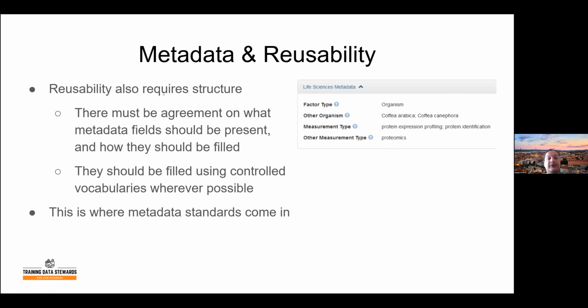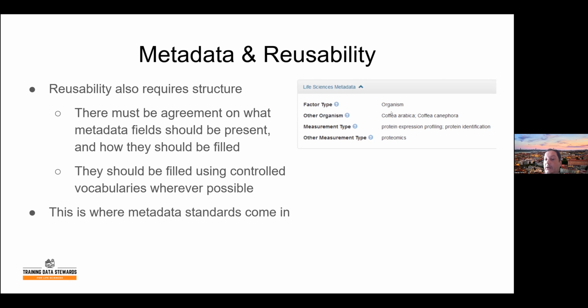And of course, reusability requires structure. To be able to interpret metadata, there must be agreement on what metadata fields should be present and how they should be filled. And of course, they should be filled using controlled vocabularies wherever possible. Free text fields should be avoided whenever there is a rich ontology that describes the concepts that are needed.